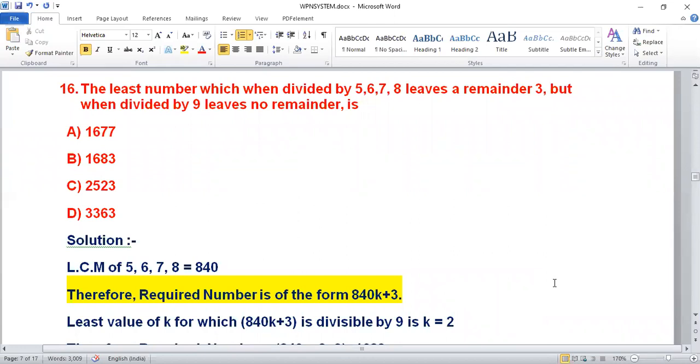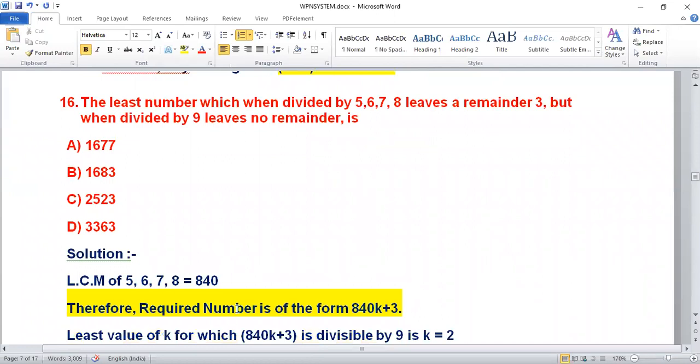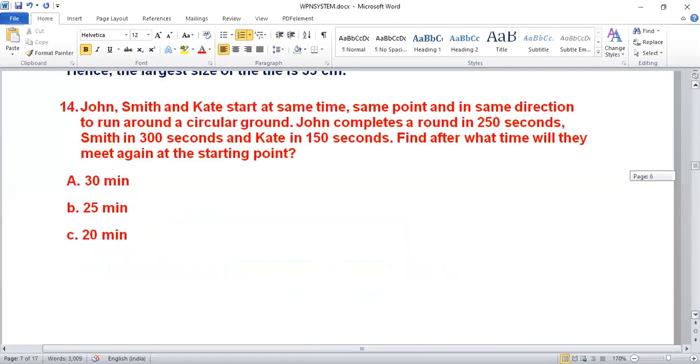Okay. And 1683 is the number which, when you divide by 5, you can check you are getting remainder 3. So you have to write like this. This is the different step: LCM into k plus 3. Just find out the LCM of 5, 6, 7, 8 and that comes out to be 840. So that would be 840k plus 3, where 3 is the remainder. Okay.